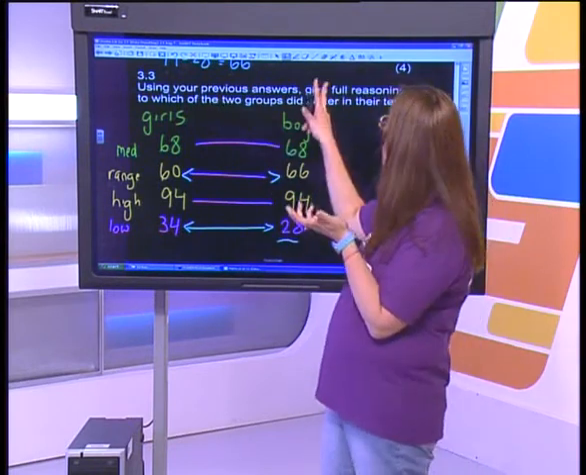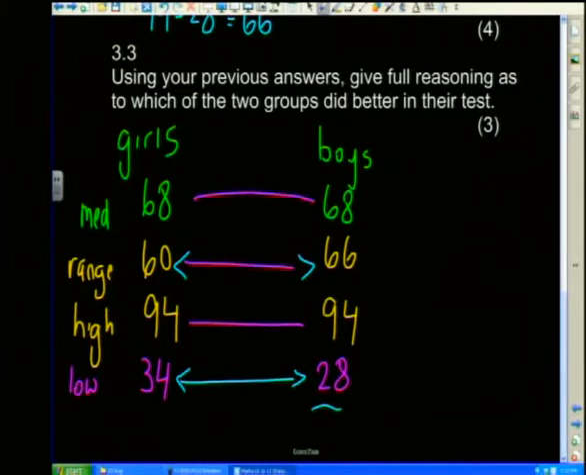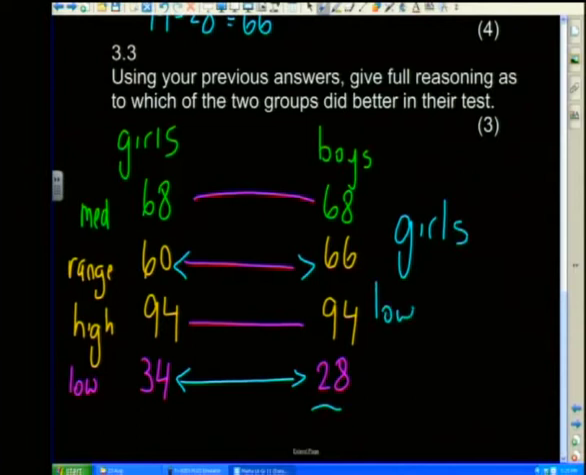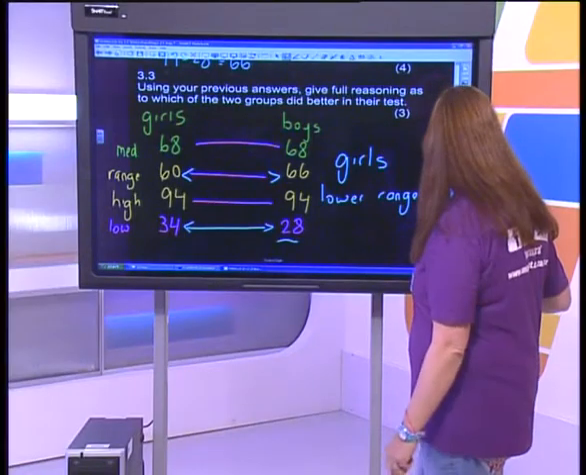Using your answer, give full reasoning for which of the two groups did better in the test. I would have gone with the girls, and they have a lower range. So their lowest was higher than the boys' lowest. Hey, let's move on to the next question.